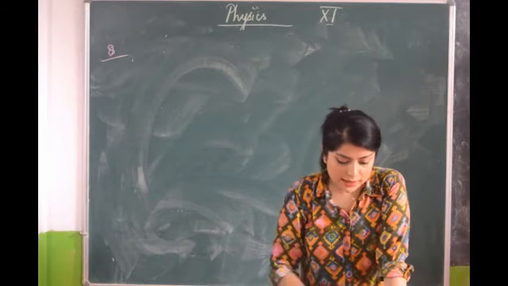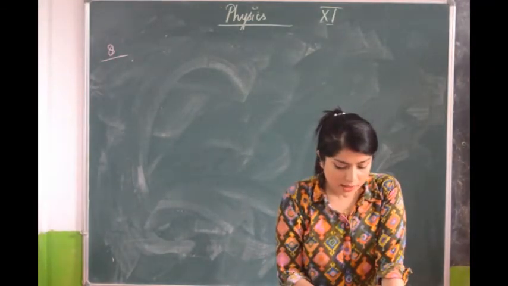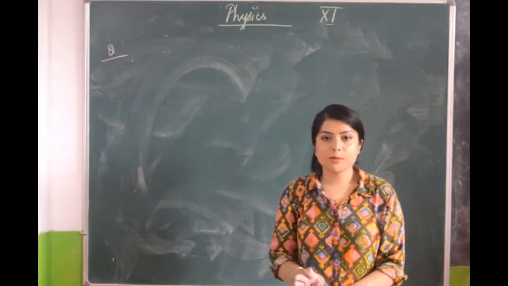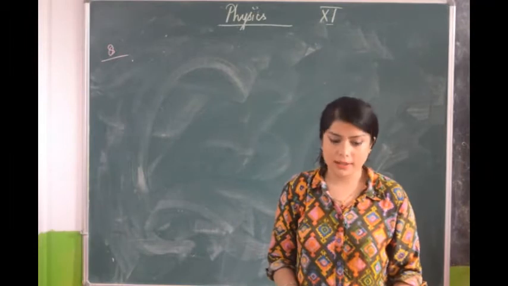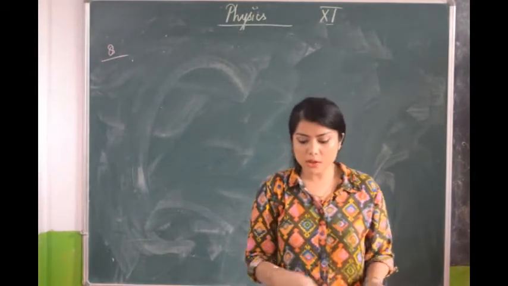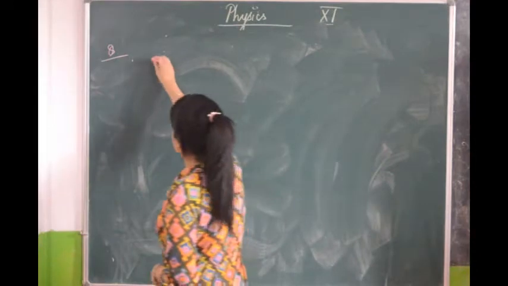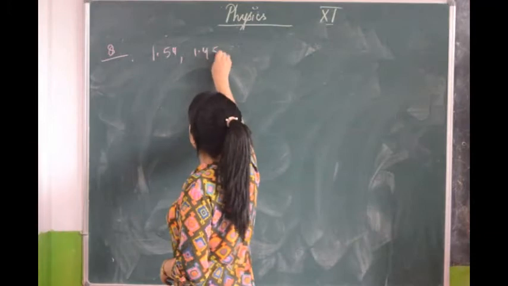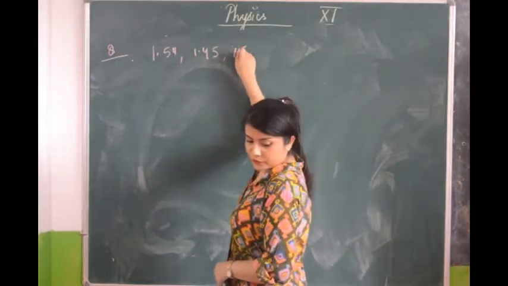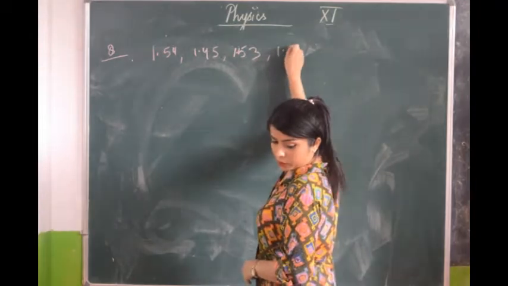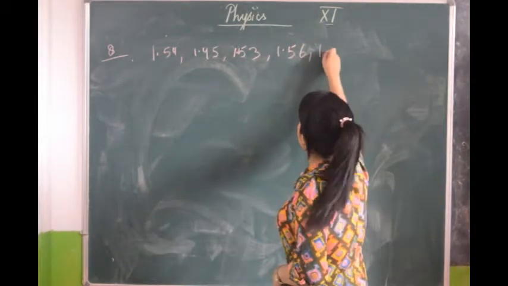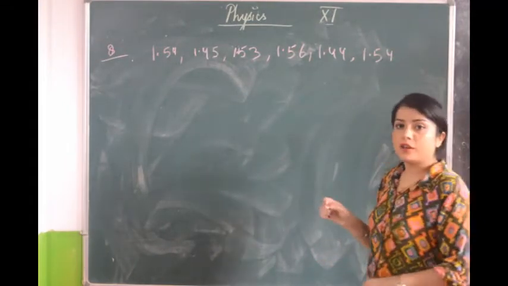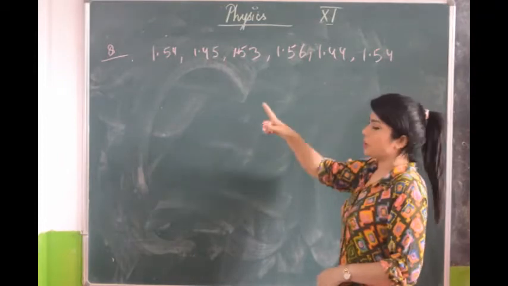The question is, in successive experiment measurements, the refractive index of glass turned out to be: an experiment was done to find the refractive index of a glass. There are different sets of numbers which they have calculated. The numbers are 1.54, 1.45, 1.53, 1.56, 1.44, 1.54. So these numbers are found by doing the experiment.